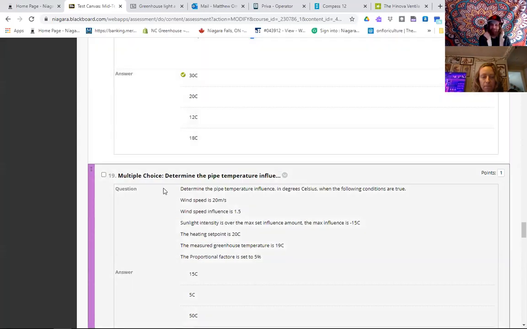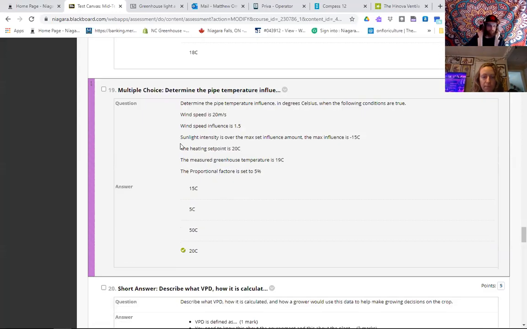We go to the next question here, and now there's 3 influences on the pipe temperature. Okay, so determine the pipe temperature influence in degrees Celsius when the following conditions are true. Wind speed, 20 meters per second.